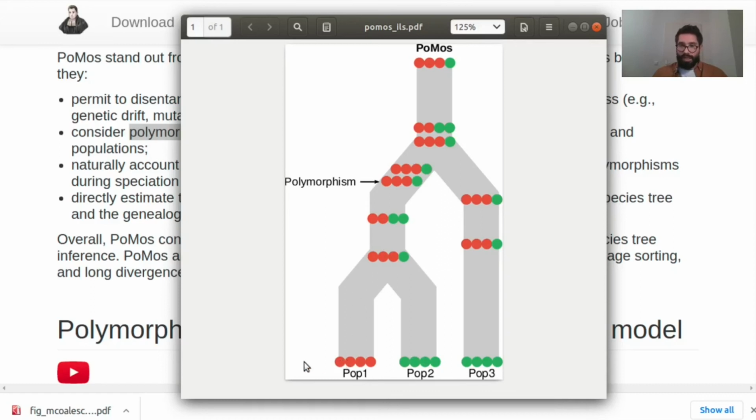So at the present, so typically we get information in the present, we look at population 1, 2, and 3, we tend to cluster together population 2 and 3, and not population 1 and 2, despite 1 and 2 being closely related. So this is the process of phylogenetic discord that incomplete lineage sorting tends to produce, and that POMOs are able to correct for. For example, the standard models are not able to correct for incomplete lineage sorting.